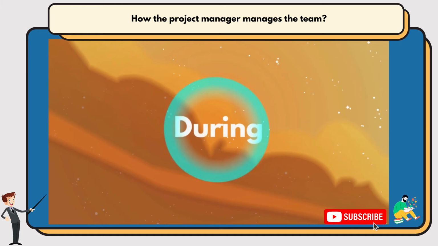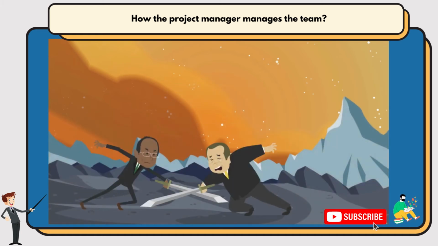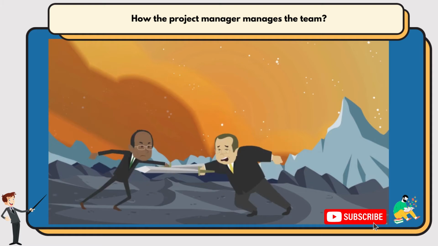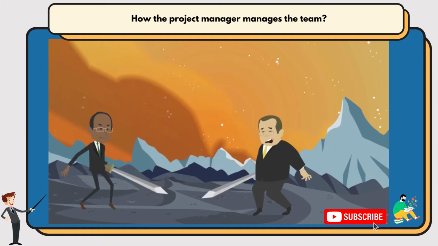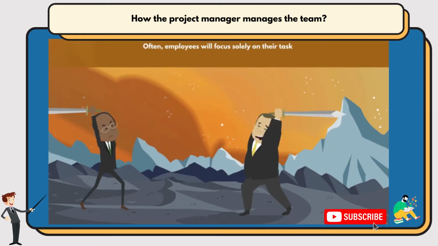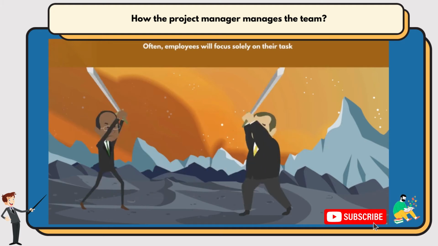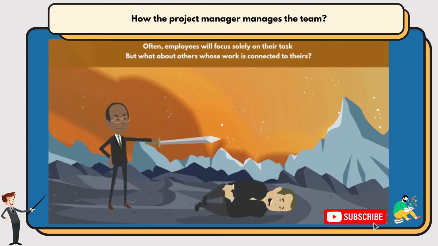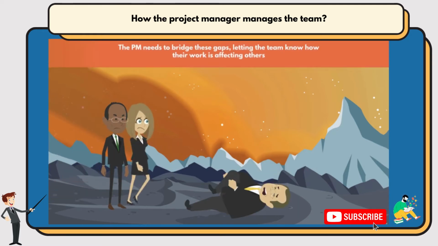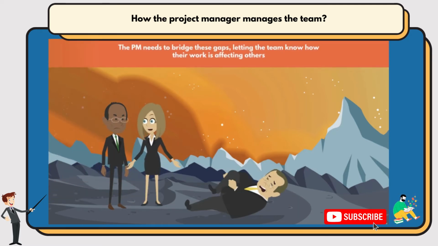During. Once the team is prepared, it's the project manager's job to lead and support them. Often, employees will focus solely on their task and what they need to do. But what about others whose work is connected to theirs? The project manager needs to bridge these gaps, letting the team know how their work is affecting others and who needs to finish before they can start, for example.